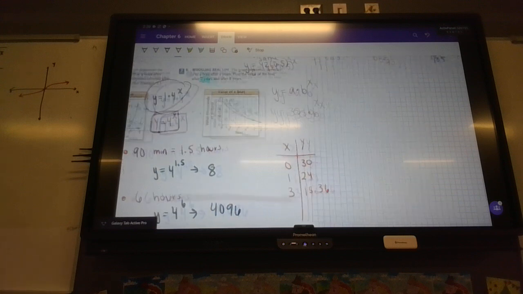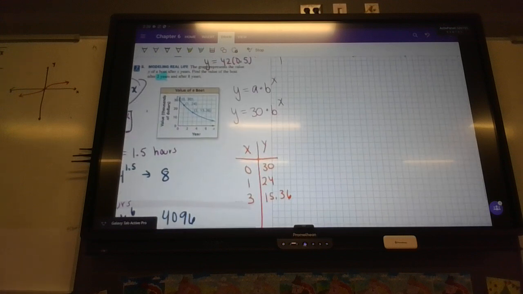Logan, have you found B yet for the boat? What's the decay rate of this boat? 1.25? That seems really high. Did you do 30 over 24? Do that again and put 24 over 30. You have to put the second one over the first one. 4 over 5. Very good.